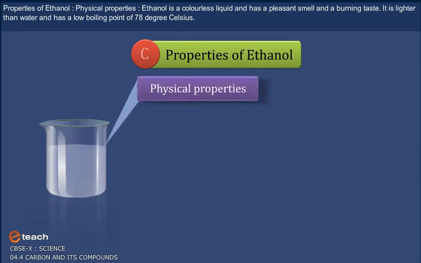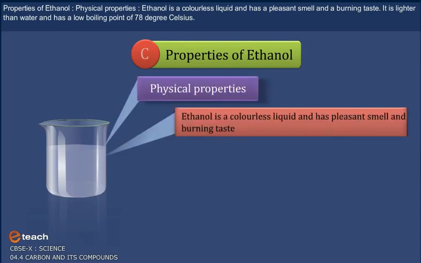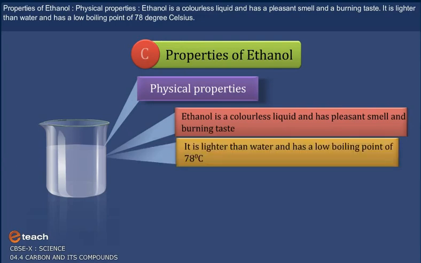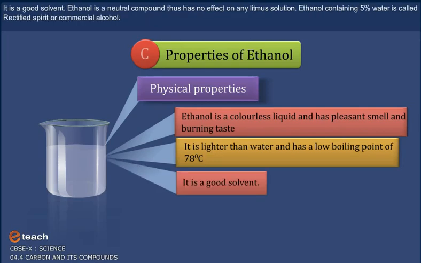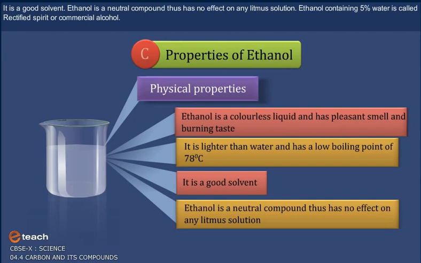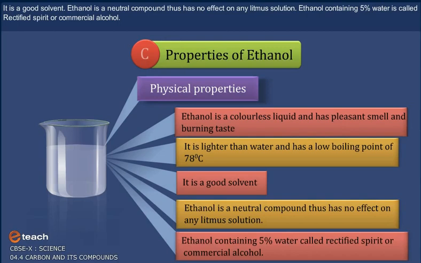Properties of ethanol. Physical properties. Ethanol is a colorless liquid and has a pleasant smell and burning taste. It is lighter than water and has a low boiling point of 78 degrees Celsius. It is a good solvent. Ethanol is a neutral compound, thus has no effect on any litmus solution. Ethanol containing 5% of water is called rectified spirit or commercial alcohol.